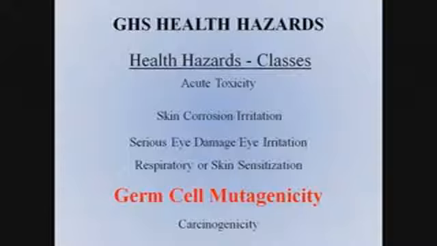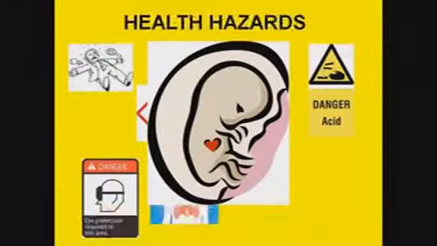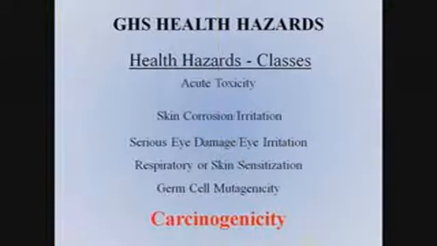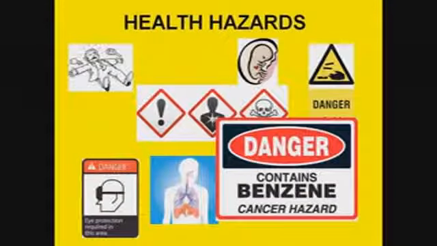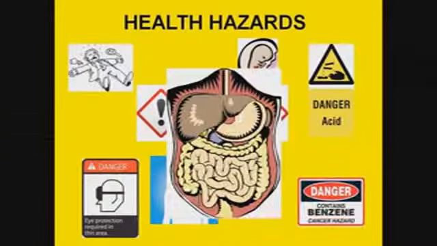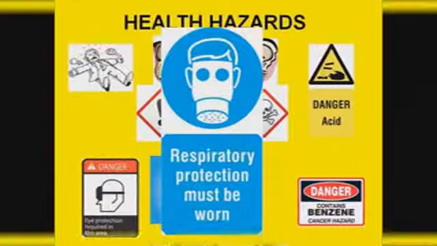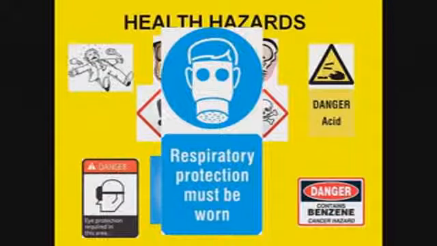Germ cell mutagenicity. These are chemicals which may cause mutations in the germ cells of humans, and then these mutations can be transmitted to offspring. Carcinogens. These are chemicals associated with causing cancers. Other toxic chemicals that affect the reproductive organs or other specific organs, and aspiration hazards.